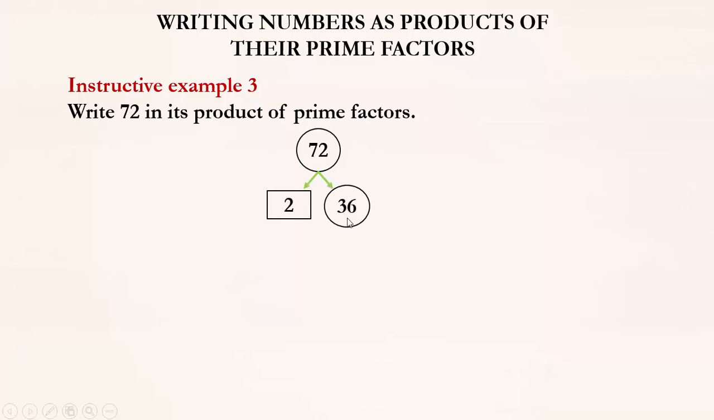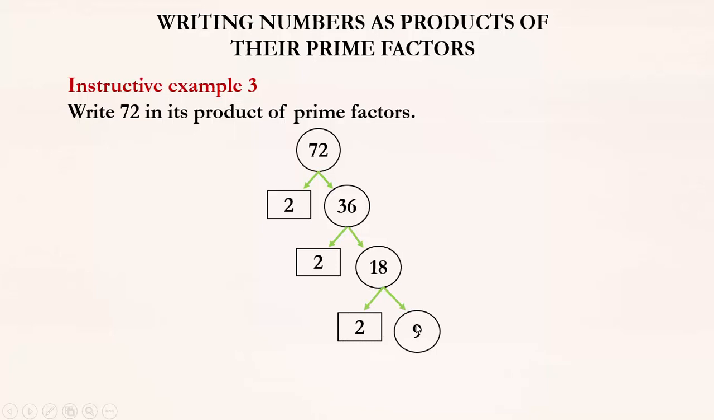Now 2 is a prime number, so we put it in a box. But now 36 is also a composite number, which must be expressed further. So we ask ourselves again, what is the least prime number, or the smallest prime number, we can use to divide 36? And again, it is 2. And again, 2 times 18 will give us 36. Expressing further, you can observe that we can also divide 18 by 2. And again, multiplying 2 by 9 will give us 18.